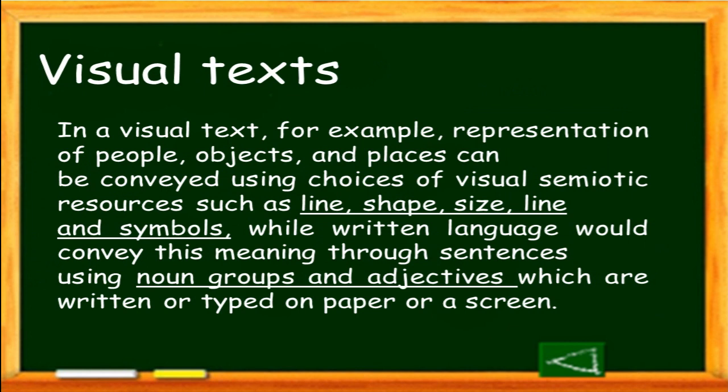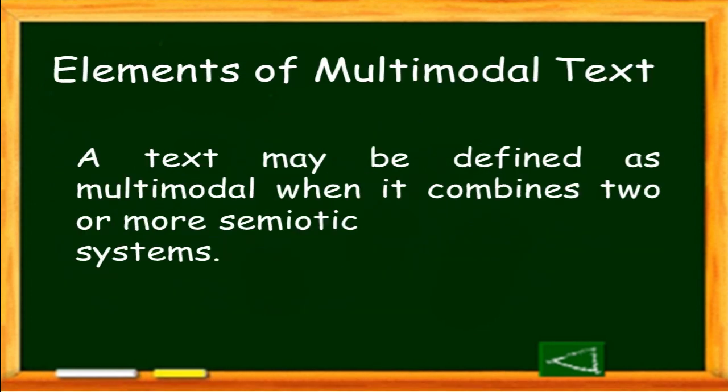Visual text, for example, representation of people, objects, and places can be conveyed using choices of visual semiotic resources such as line, shape, size, and symbols, while written language would convey this meaning through sentences using noun groups and adjectives which are written or typed on paper or a screen. And now, let us proceed to the elements of multimodal text. A text may be defined as multimodal when it combines 2 or more semiotic systems.